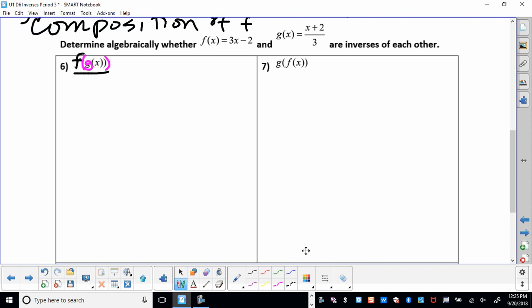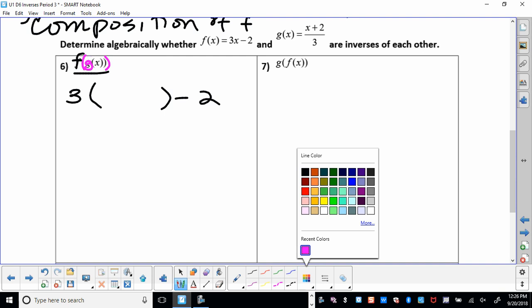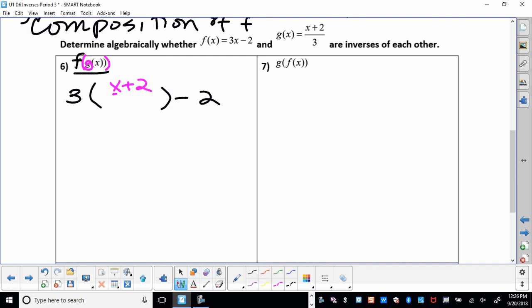So I'm going to start writing out F. So I get 3x minus 2. And then now I'm going to put G into it. So that is x plus 2 over 3. So G is inside of F. And now I simplify, right? So this is 3 over 1, so these cross out, so I get x plus 2 minus 2, so that's gone, and so that equals x.